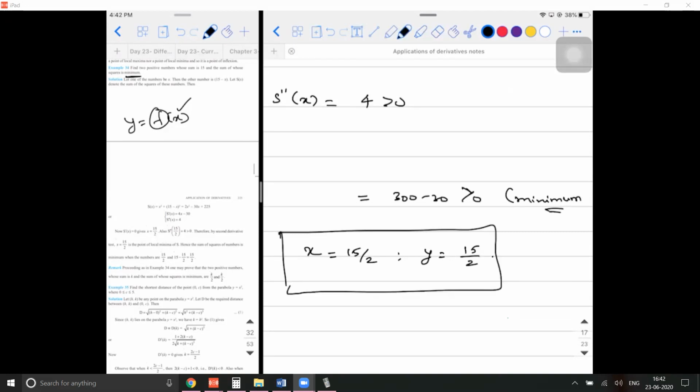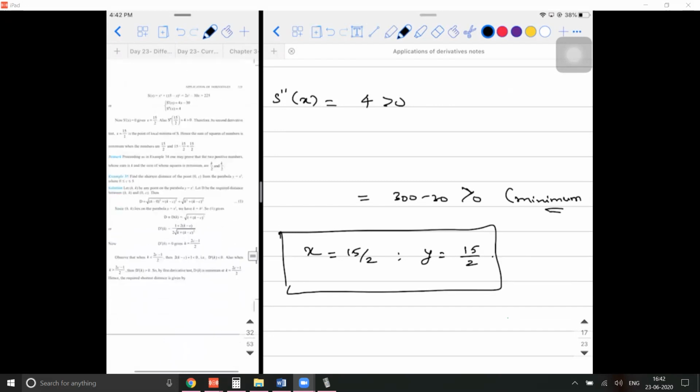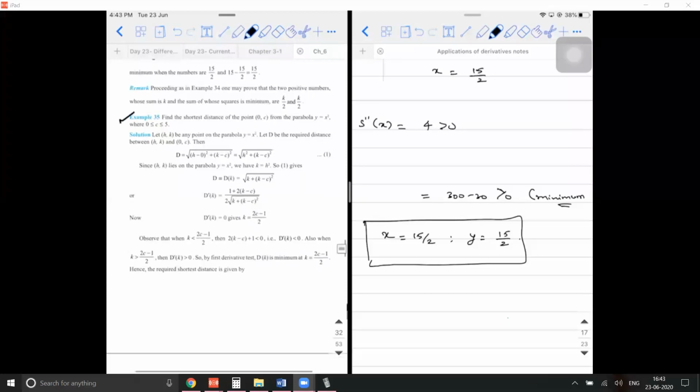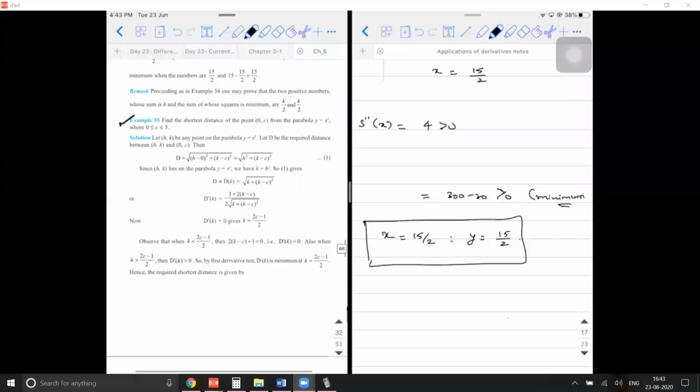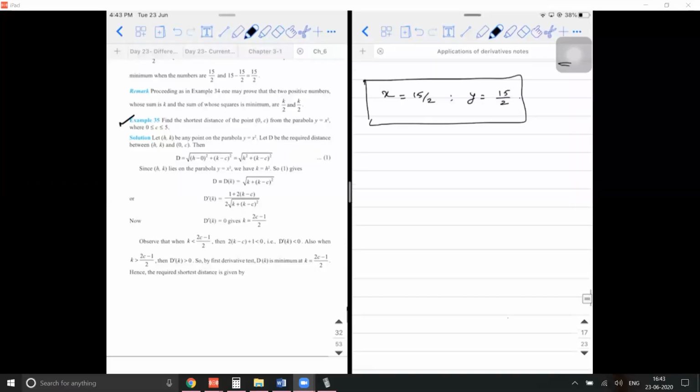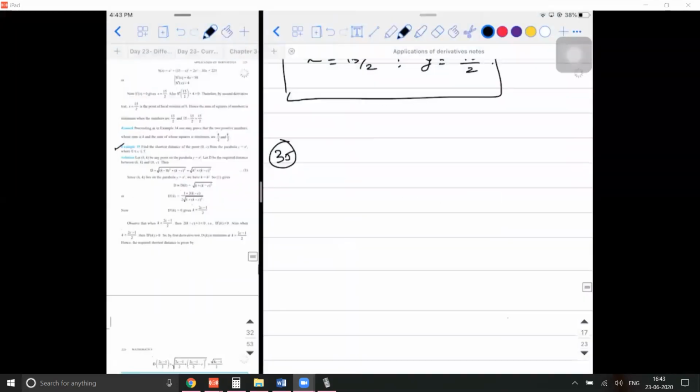Now we'll do the next one. See, observe, these are all the kind of problems that they will ask. Find the shortest distance of the point 0, comma c from the parabola y is equal to x square, where c belongs to 0 to 5. So 35th question is, find the shortest distance of the point 0, comma c from the parabola y is equal to x square.